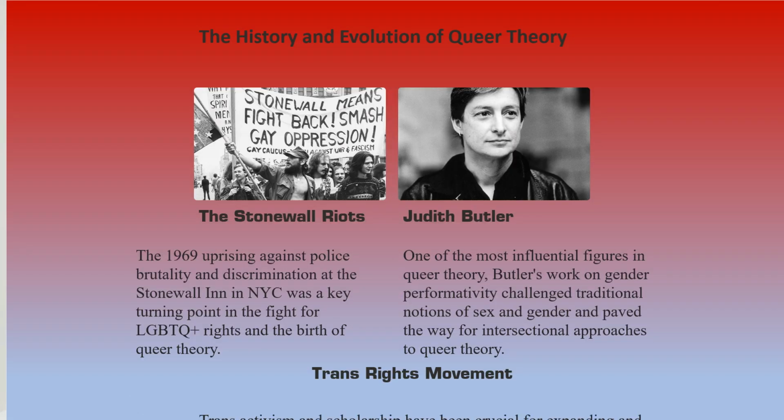Let's see some of the social movements and the influences regarding this queer theory. The first one is the Stonewall riots, which happened in the year 1969, and it's a kind of uprising against police brutality and discrimination at the Stonewall in New York City, and was a key turning point in the fight for LGBTQ plus rights and the birth of queer theory. So this Stonewall riot, which happened in New York City in 1969, has paved a very great way in the forming of LGBTQ plus and the queer theory.